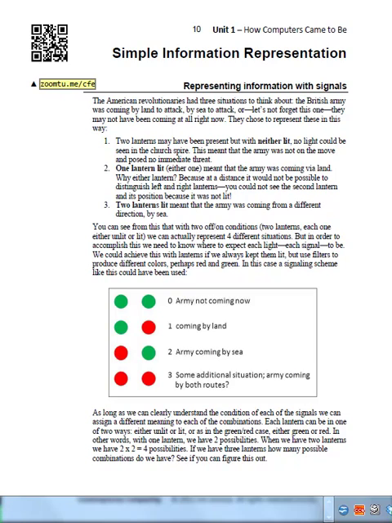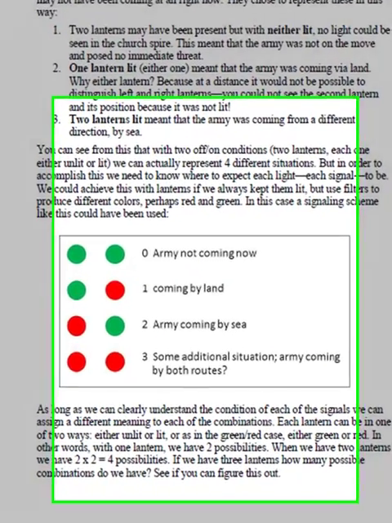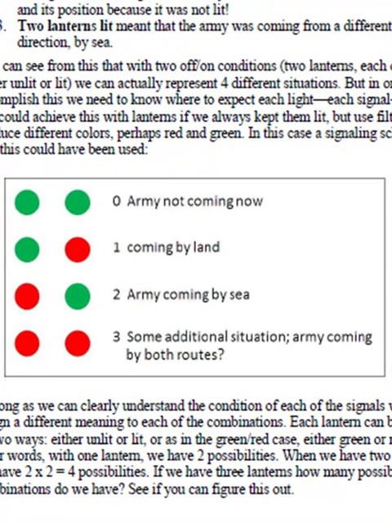Let's take a look at the representation of information using signals. What we're going to do here is to take a look at what the colonists might have done in signaling the intention of the British for Paul Revere's sake. That's the example that I used on the first 2 pages. You remember it went something like this: 1 if by land, 2 if by sea.